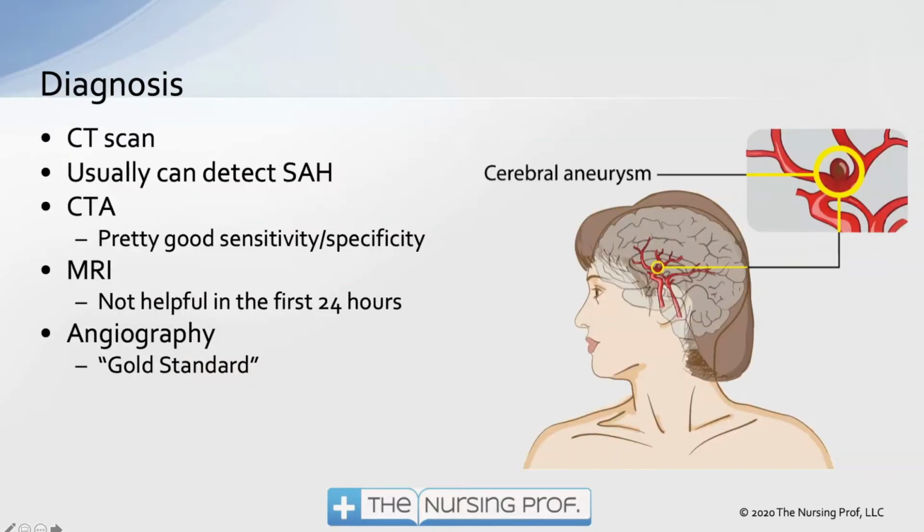Diagnostically, we're going to use the CT scan and take a look, see if we can find that aneurysm. It can detect a lot of subarachnoid hemorrhages. CTA is pretty good, sensitivity and specificity-wise. Angiography is the gold standard. Shoot some dye up in there and take a look. MRI is really not helpful in the first 24 hours.